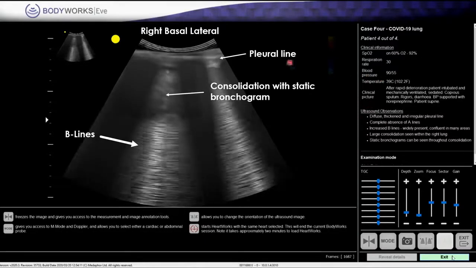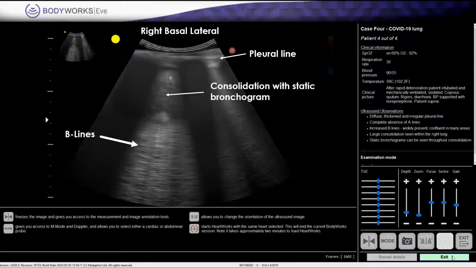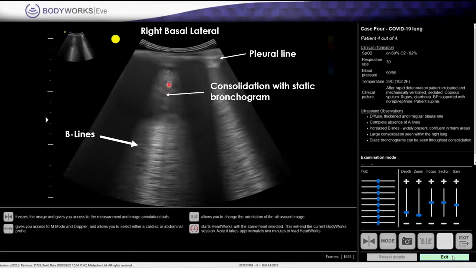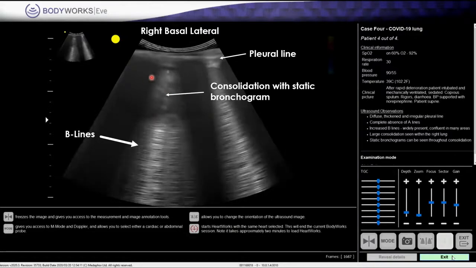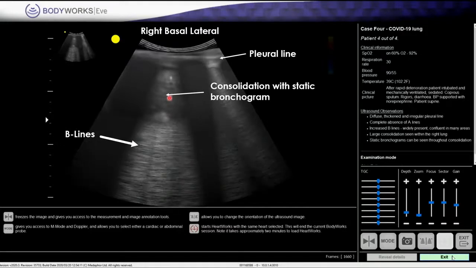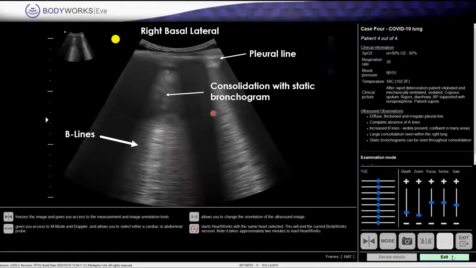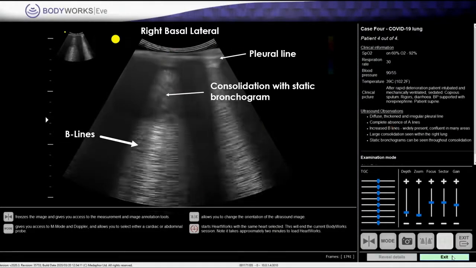This is in the right basal region, probably around area 4. Again, there's the pleural line. You also happen to have some consolidation, and it's a very large area of consolidation. You're surrounded by B lines. You pretty much have a static bronchogram is what you've got. Not a lot of stuff is coming in and out of there. It's just some nasty, junky stuff. And this is in the bases. This is pretty much what you're going to see.